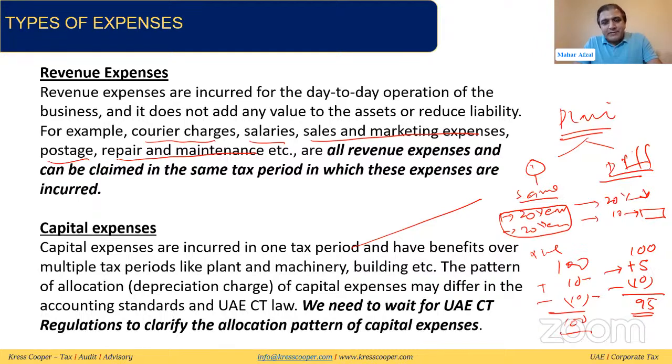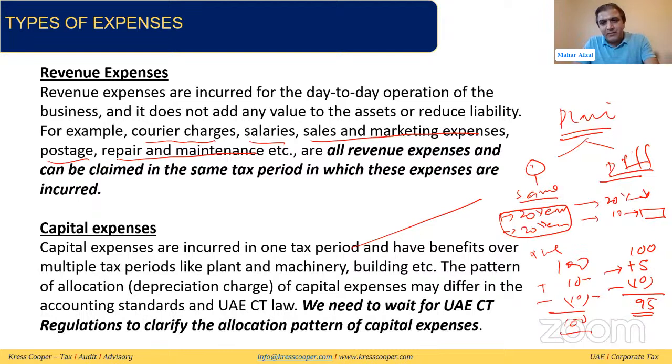But it's important to discuss here that the UECT law, for the time being, is silent about the pattern of allocation of the capital item. But this is very clear: you cannot claim capital items in the same tax period, because we have already gone through the provisions of Article 28(1). They said if the items are not capital in nature, you can claim in the same tax period. If the items are capital in nature, for sure we need to apply the provisions that deferred tax assets and deferred tax liabilities will arise. This is what I believe, but we need to wait for the regulations for this.